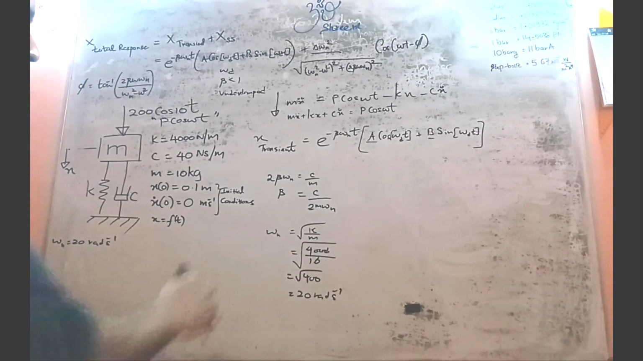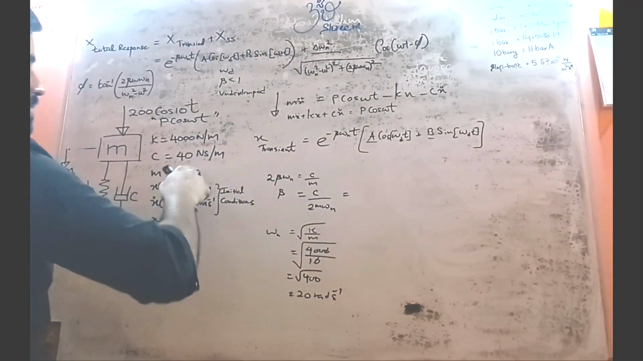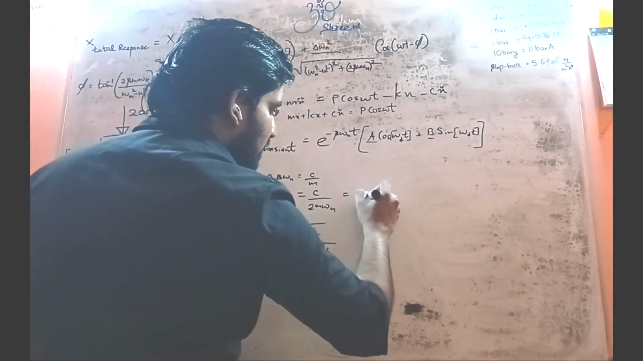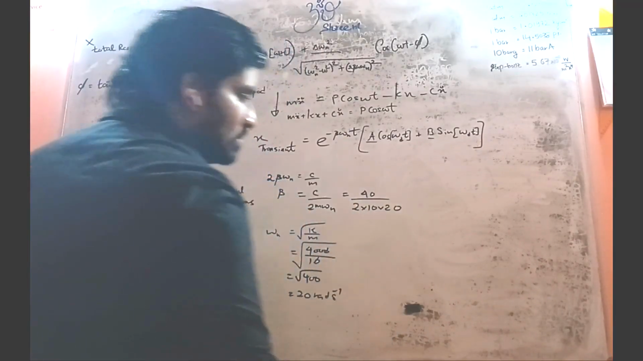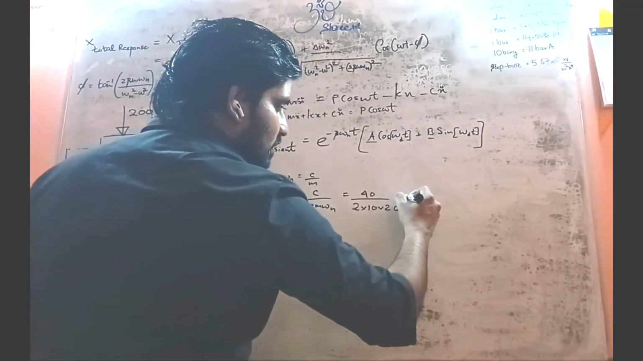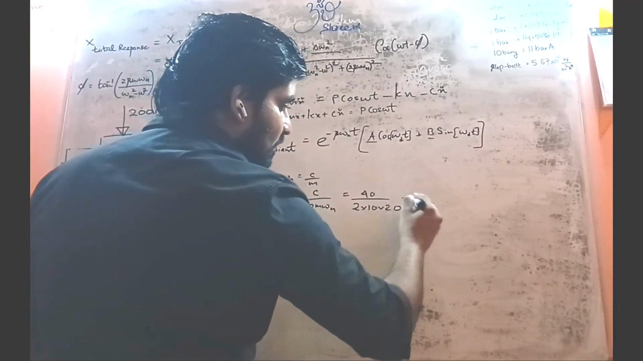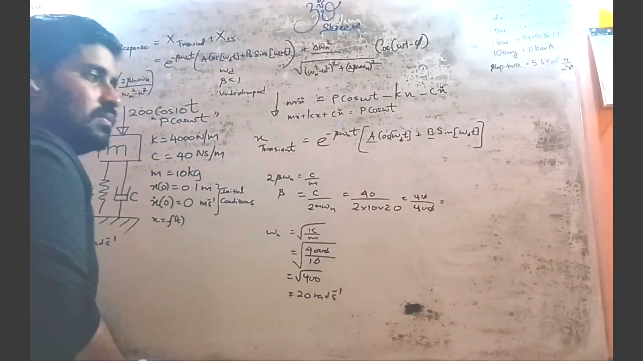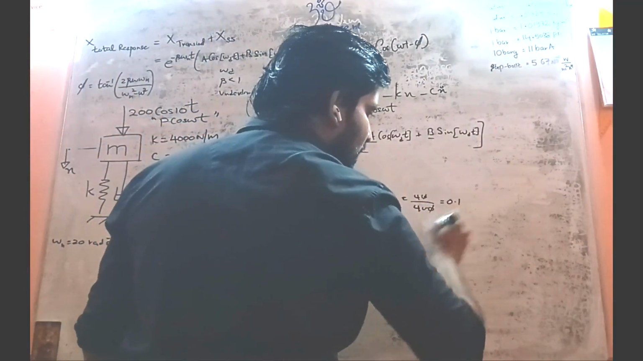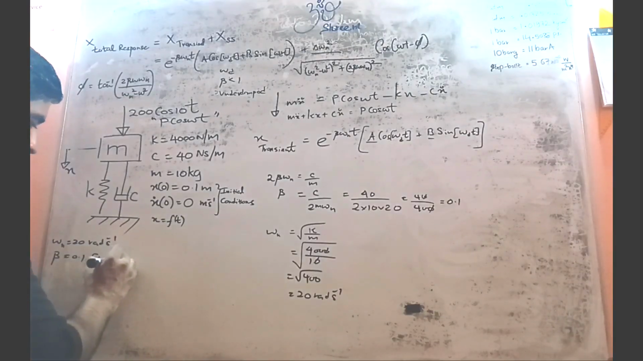And from that we can calculate what beta is. C is 40 newton seconds per meter. So beta is 40 divided by 2 times m, which is 10, into 20 (omega n). That equals 40 divided by 2 into 20, 40 and 400. So 4 divided by 40. What is that? 1 over 10, that means 0.1. So what is our beta? Our beta is 0.1. Within brackets you can write underdamped.